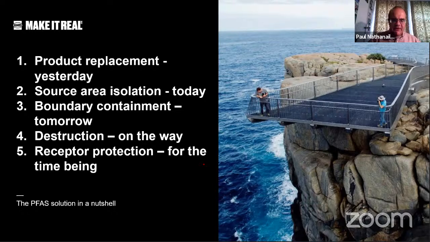There are increasingly good techniques to capture dissolved phase plumes to stop the problem getting away from your site boundary and out of your control. There are moves towards being able to destroy contaminants, so that's still on the way. And at the same time, we need, as I said, to protect the receptors who would otherwise be drinking groundwater that would be affected by dissolved phase PFAS.